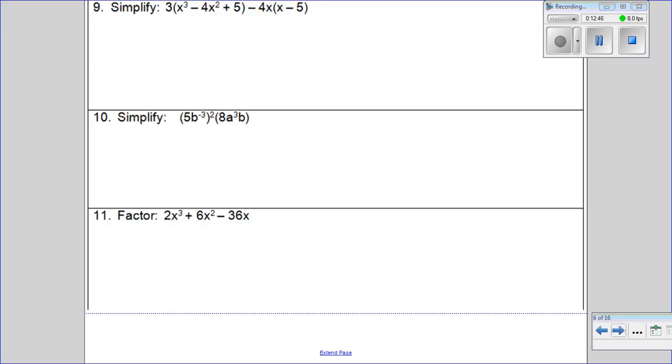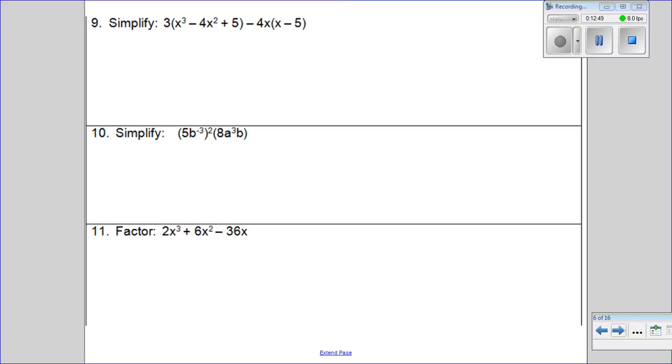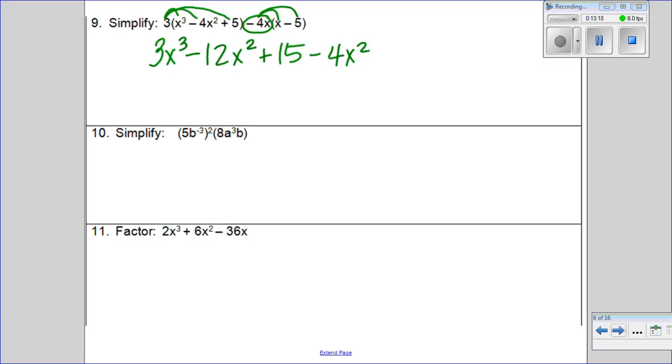Number 9, we're going to simplify. So before I can simplify and combine like terms, I've got to distribute my 3 into this parentheses. So this distributes to give me 3x cubed minus 12x squared plus 15. Now I've got to distribute this negative 4x into this parentheses. That negative is attached to that 4x, so I've got to include it. So this becomes minus 4x squared plus 20x.